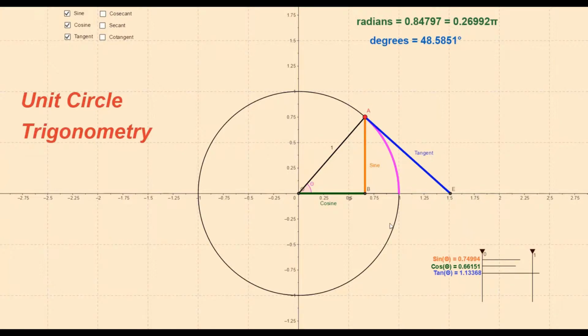Can you represent all the trigonometric ratios on the unit circle the same way? I'll give you a hint. They are shown here. Just try to figure out a way to prove that these lengths actually represent the trigonometric ratios which are indicated against them.